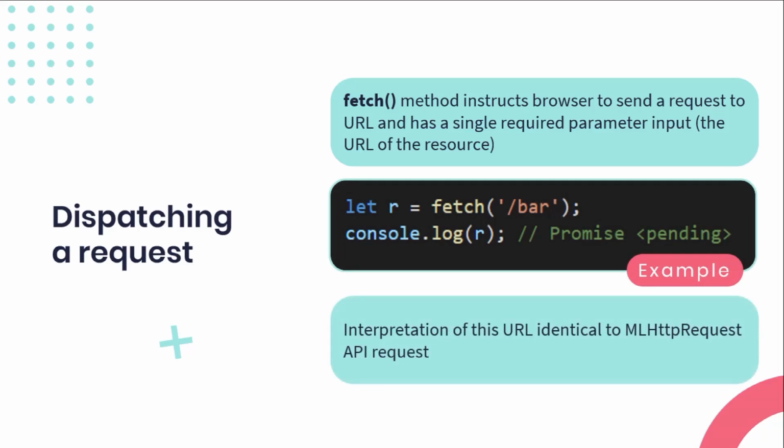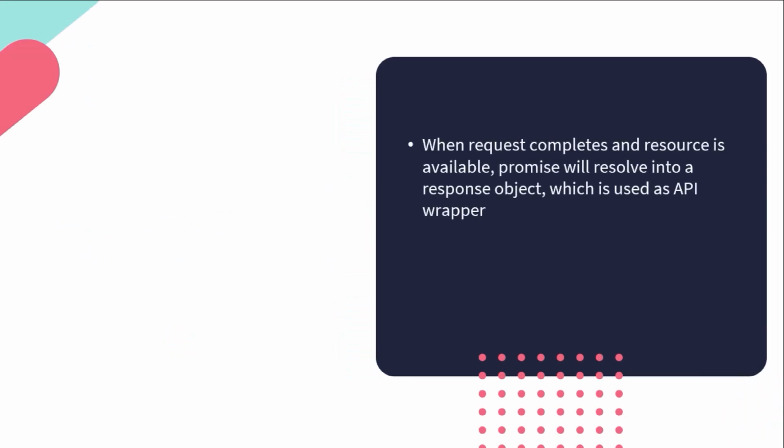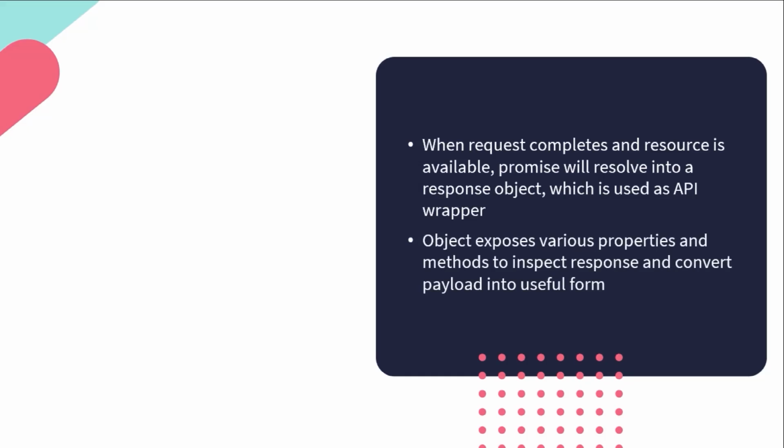The interpretation of this URL, relative paths, absolute paths, and so on, is performed identically to that of the XMLHttpRequest API. When the request completes and the resource is available, the promise will resolve into a response object, which is used as the API wrapper for whatever resource is fetched. This object exposes a number of properties and methods to inspect the response and convert the payload into a useful form, as shown in this example.